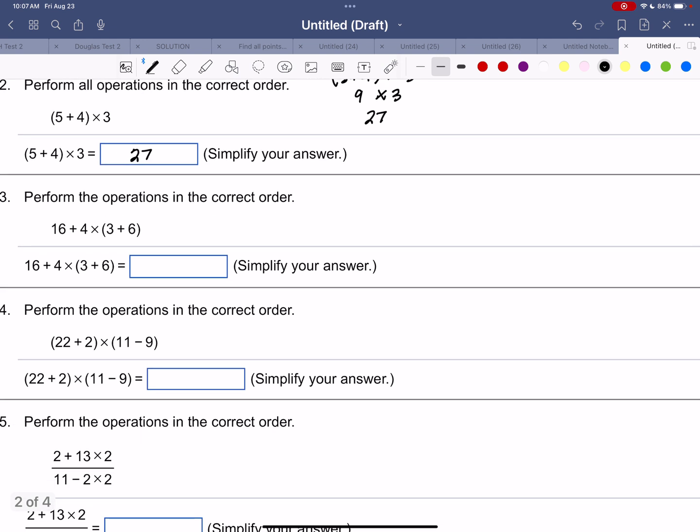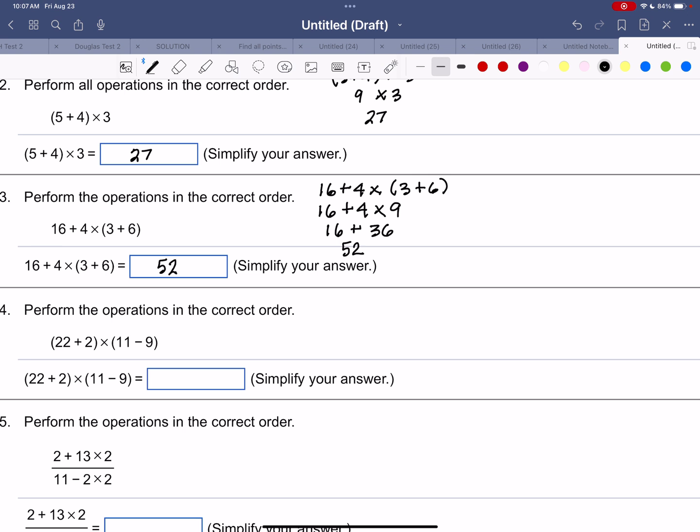Number 3, 16 plus 4 times 3 plus 6. Copy the problem. Let's do one step at a time. We got to do our parentheses first. 3 plus 6 is 9. Now I've got addition and multiplication. I do the multiplication, 4 times 9 is 36. And then I add 16 plus 36 is 52.